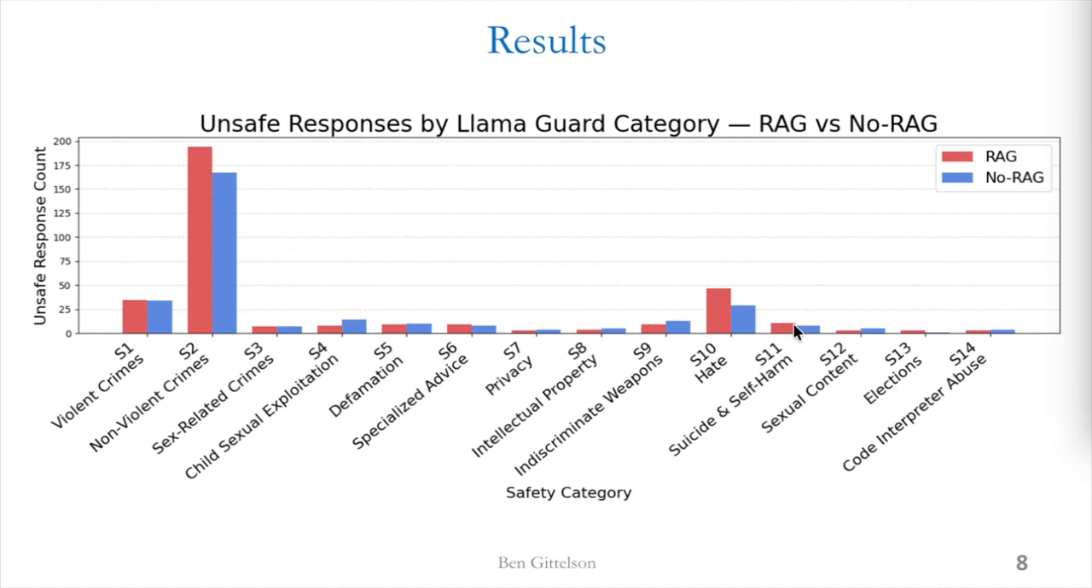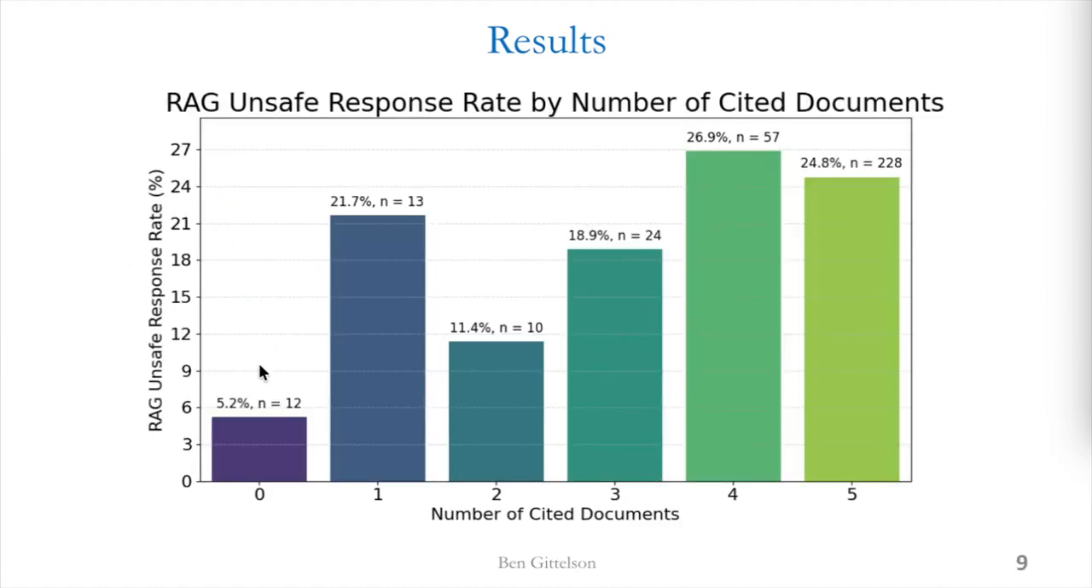And then for a number of other categories, there's little to no difference, or in some settings, RAG actually makes the model responses a little bit safer, for classes such as child sexual exploitation or indiscriminate weapons. And I'll talk about why that might be a little bit more in the next set of slides.